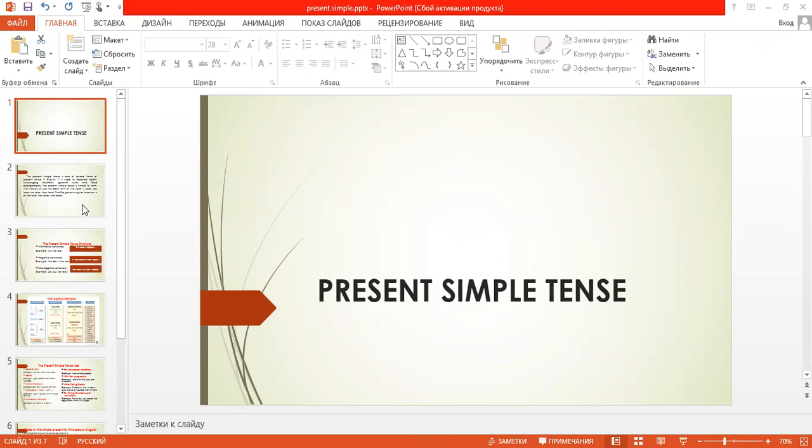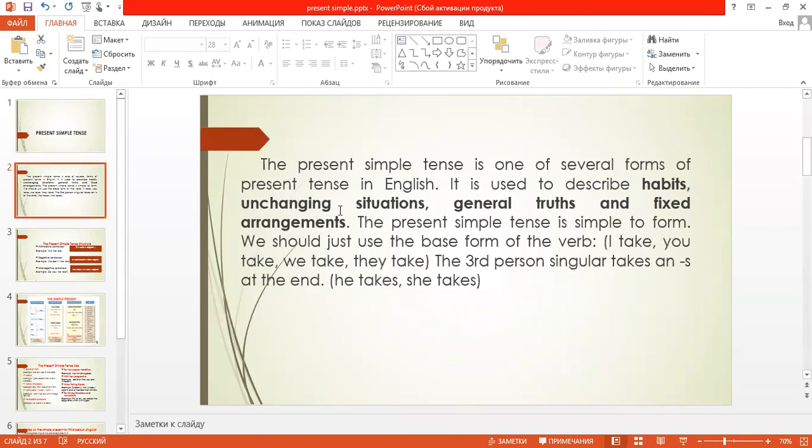So present simple tense is one of several forms of present tense in English, and it's applied to describe habits, unchanging situations, general truths and facts, and fixed arrangements. The formation of present simple tense is very simple. We should just use the base form of a verb after the subject in a sentence.